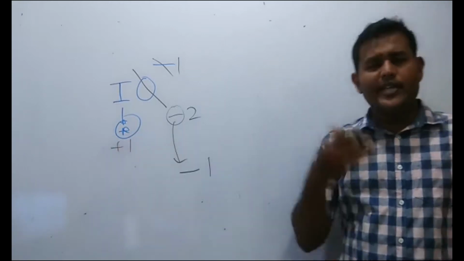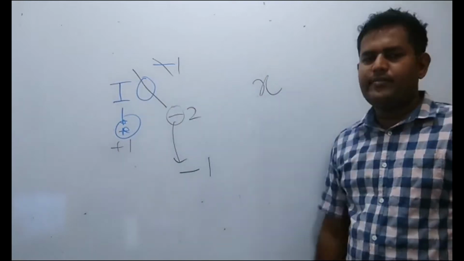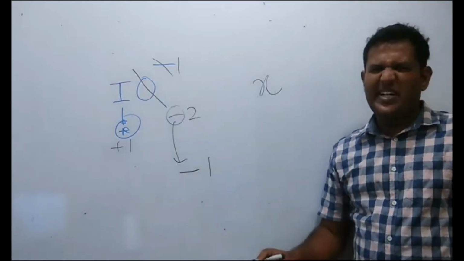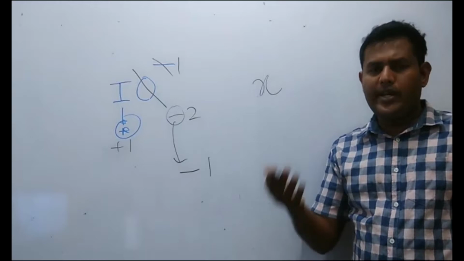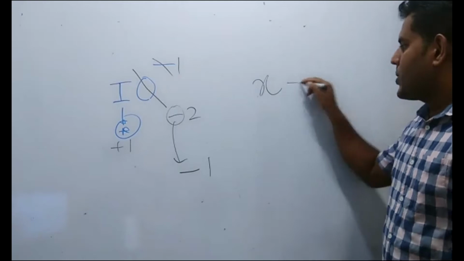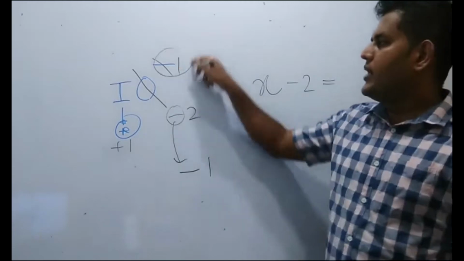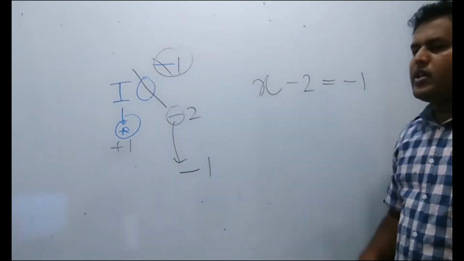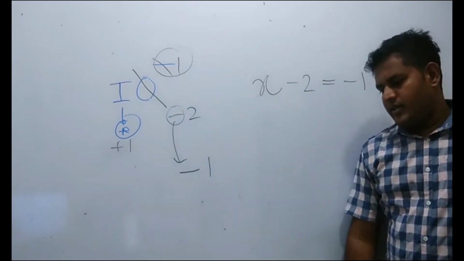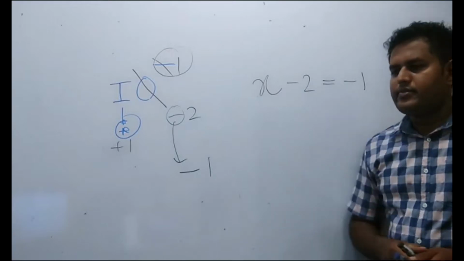Or use the equation. Consider the oxidation number of iodine as X. Then this oxygen, most common, minus 2, equals the overall charge, which is minus 1. When you solve this, you get the answer as plus 1. Simple. Clear? These are the examples.